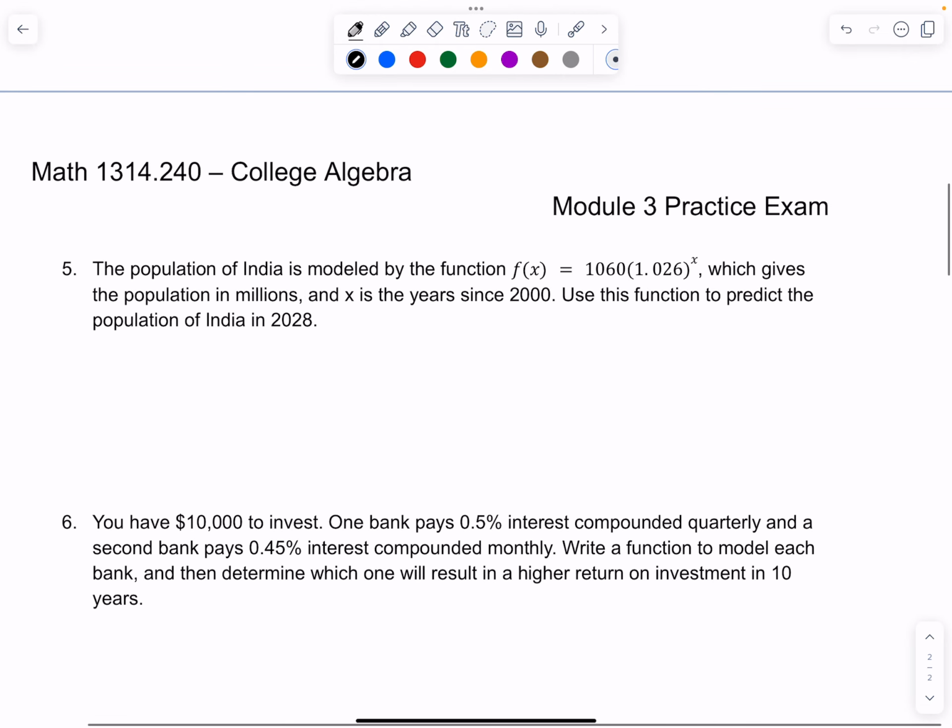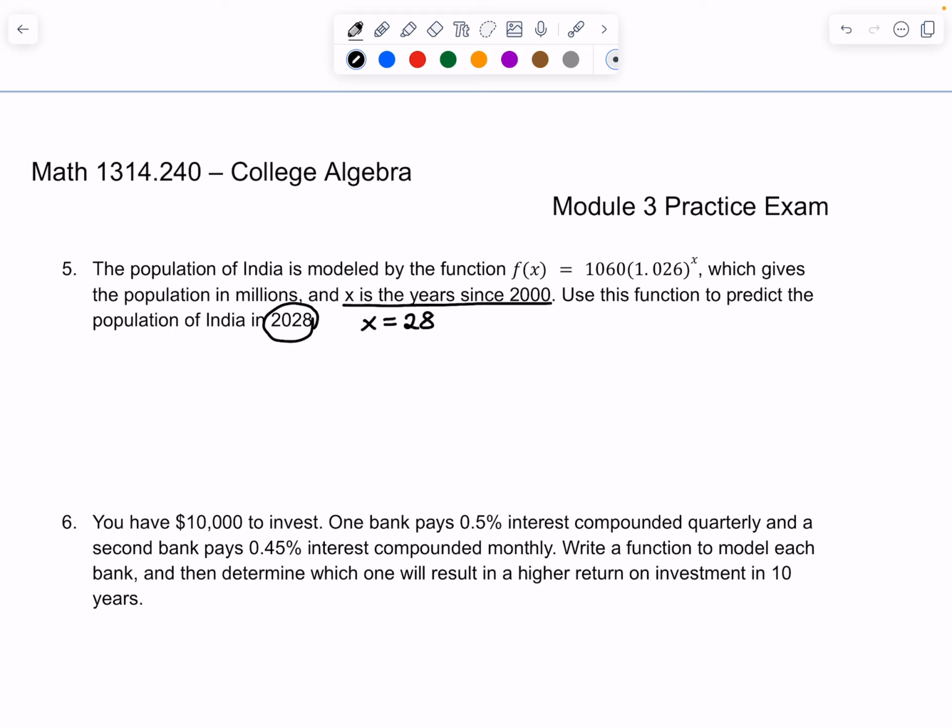For number 5, we are given a function. It says the population of India is modeled by the function f of x equals 1060 times 1.026 to the x, which gives the population in millions, and x is the years since 2000. It says use this function to predict the population of India in 2028. So really all I have to do is plug 2028 into this function, but we have to do it carefully. It says x is the years since 2000. Okay, so 2028 is going to be 28 years since 2000.